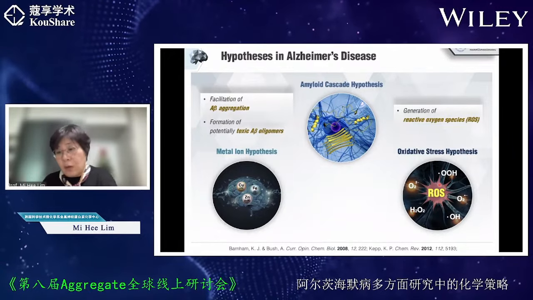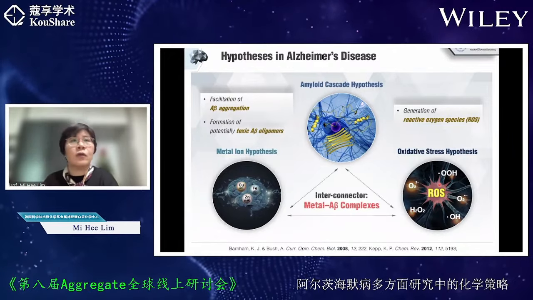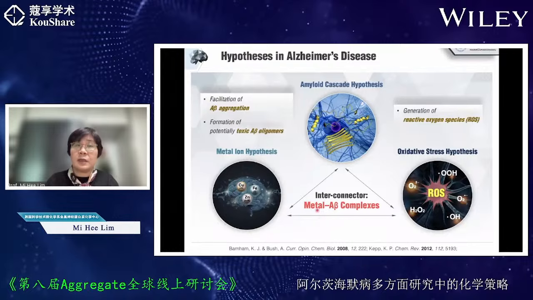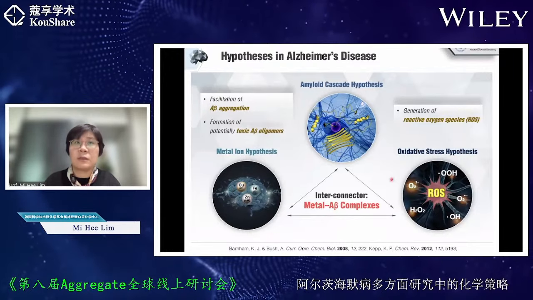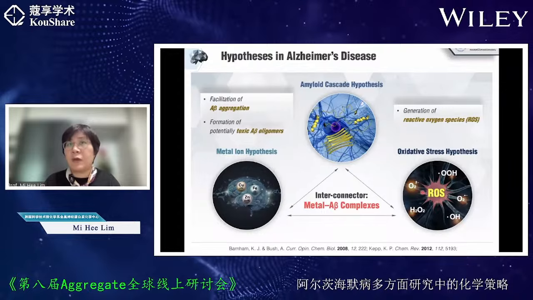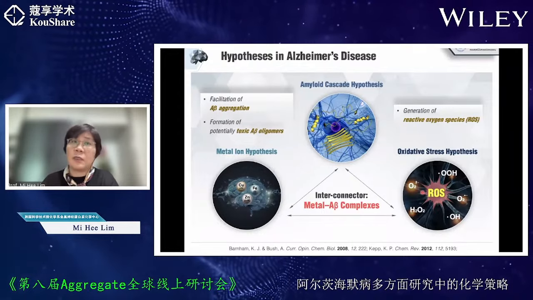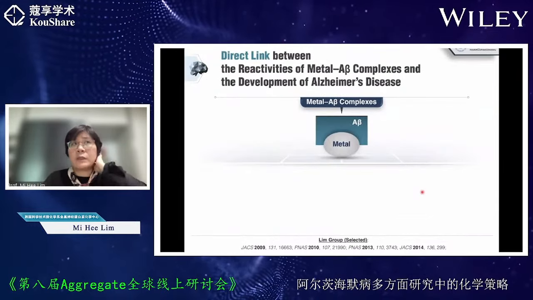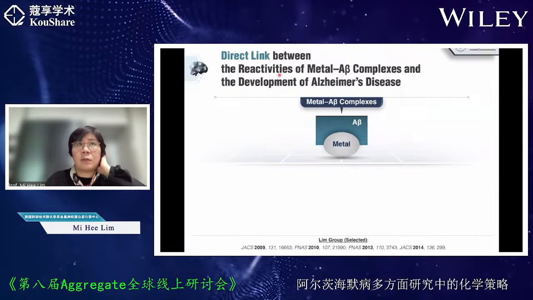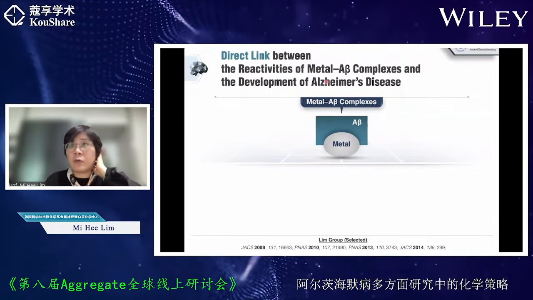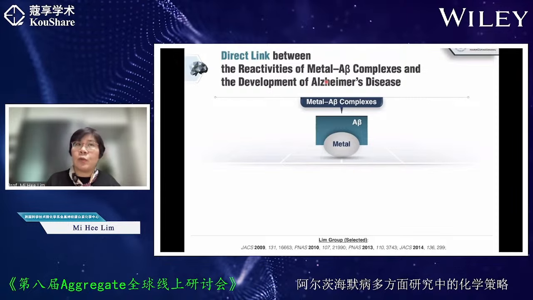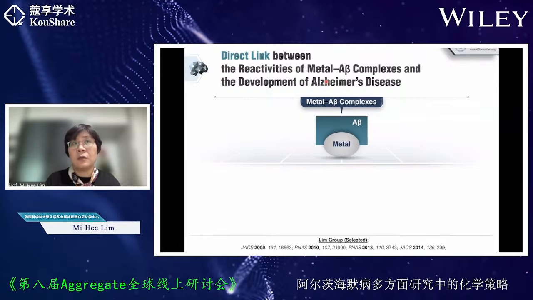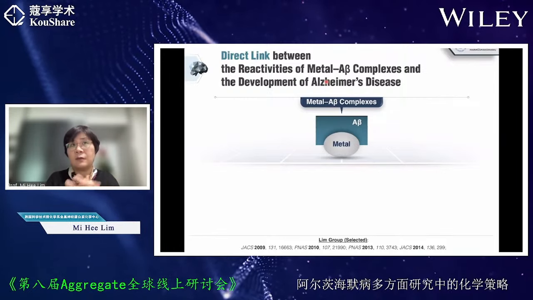So based on what I have presented, you may already be a little convinced that the metal-A-beta complex can be the interconnector toward the toxicity observed from these three factors. But this is totally based on the literature. So we were curious: what is the direct link between the reactivity of the metal-A-beta complexes and the development of Alzheimer's disease? It had been proposed, but we didn't find experimental evidence then. So we wanted to first answer this question.